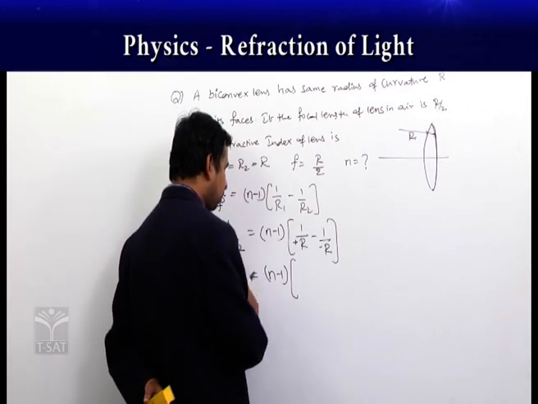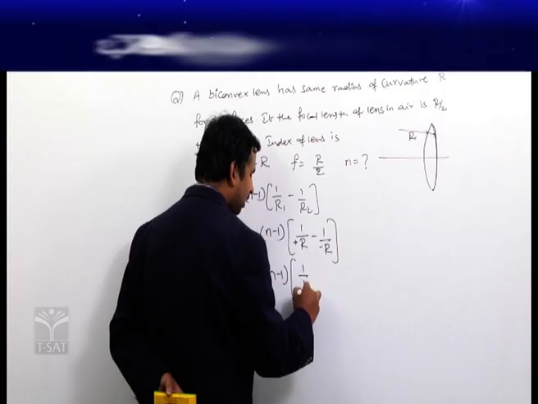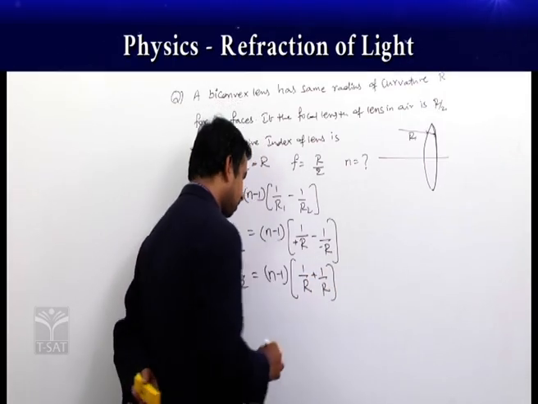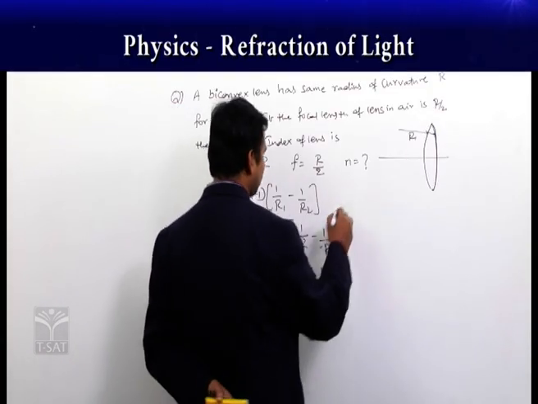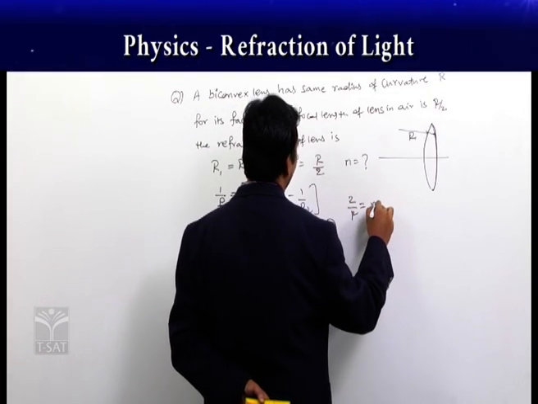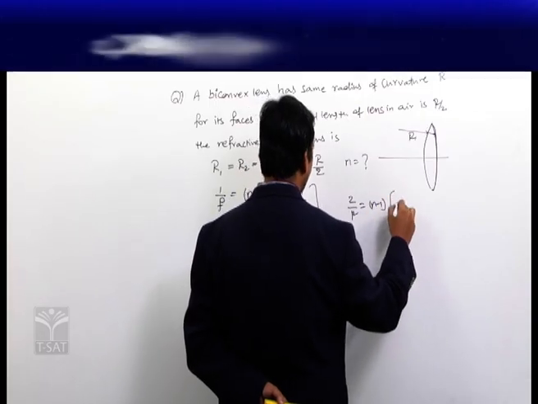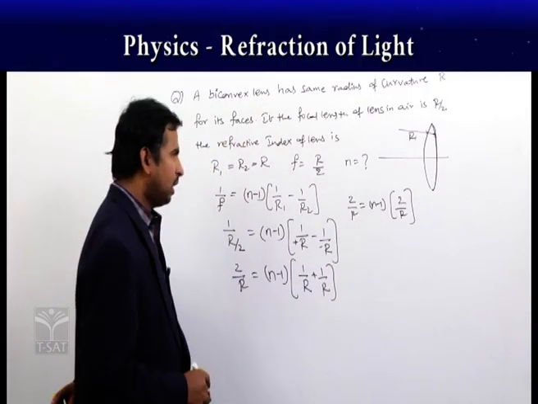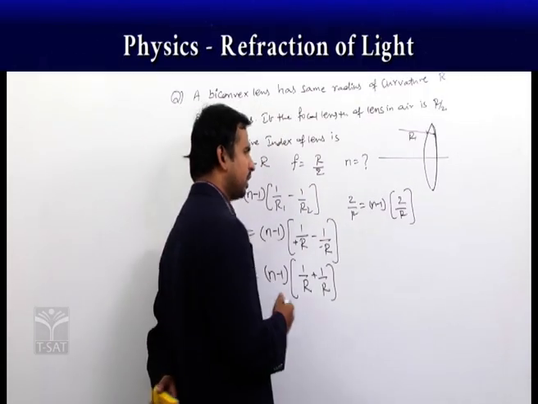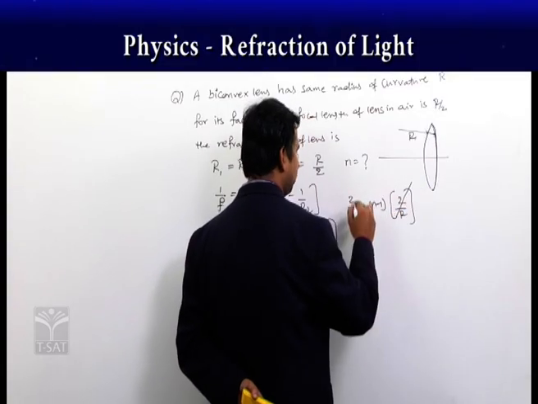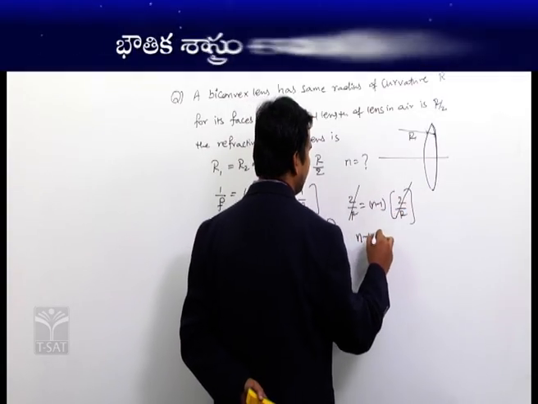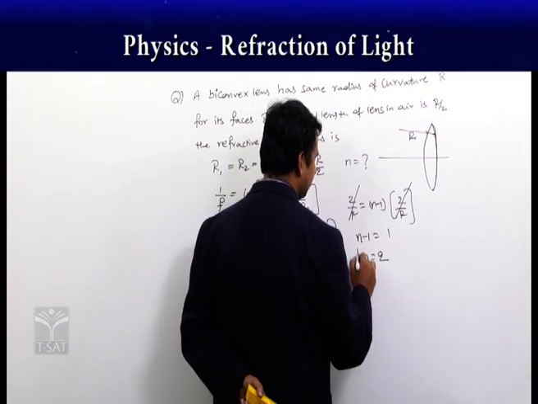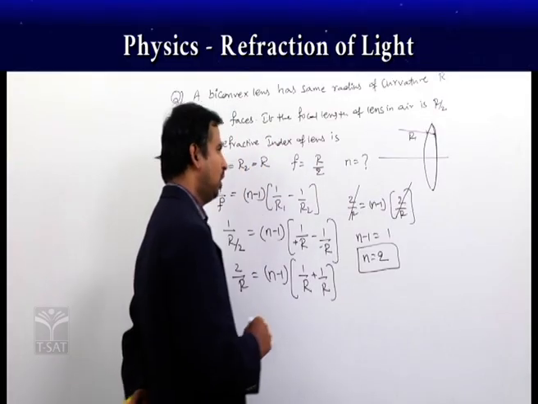Then finally we got 2 by r is equal to (n minus 1) of 1 by r minus of minus, which becomes plus 1 by r. Then 2 by r is equal to (n minus 1) of 1 by r plus 1 by r, which becomes 2 by r. Then this side we have 2 by r, that side also we have the same 2 by r, so that 2 by r gets cancelled, and we get n minus 1 is equal to 1, and finally we got the refractive index n value equal to 1 plus 1, that is 2.